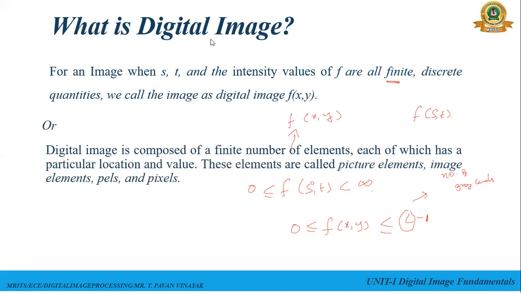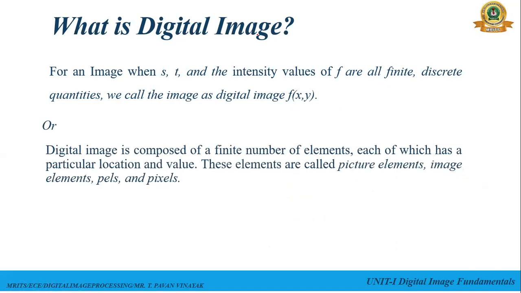Or another way, we can define a digital image as being composed of a finite number of elements. An image means some information represented in two dimensions, right? So the image consists of finite elements, each of which has a particular location and value. This is one particular location and it has some value.